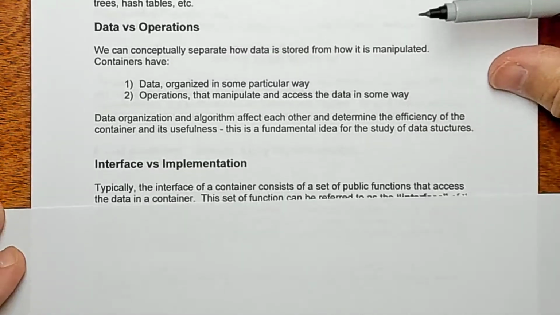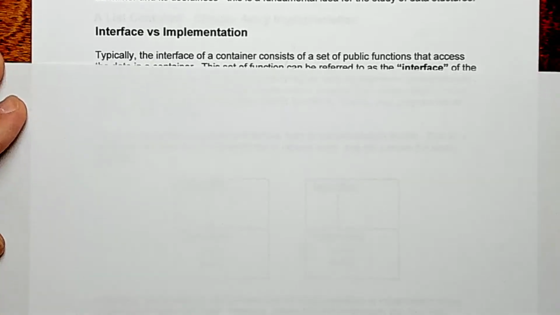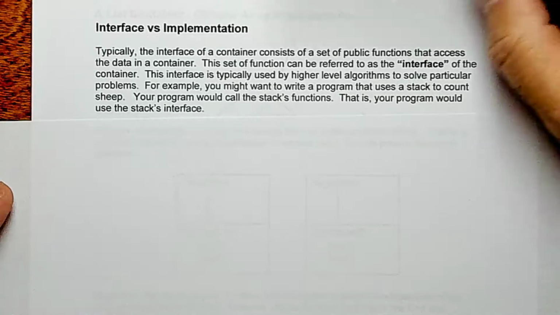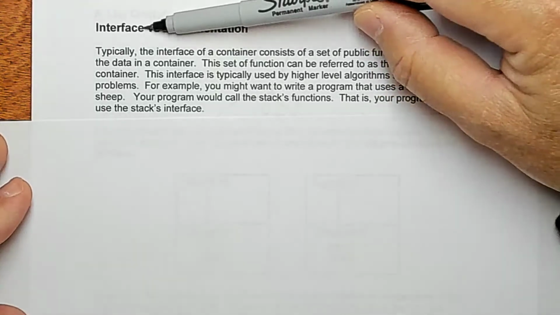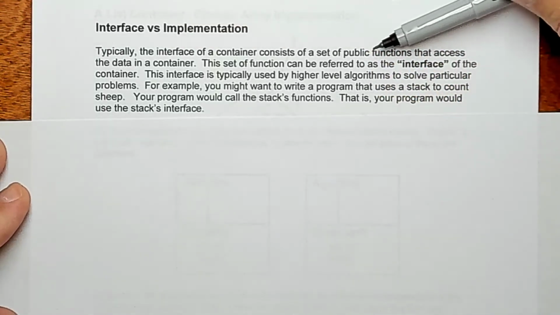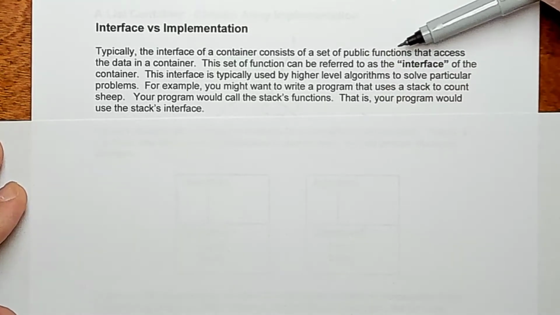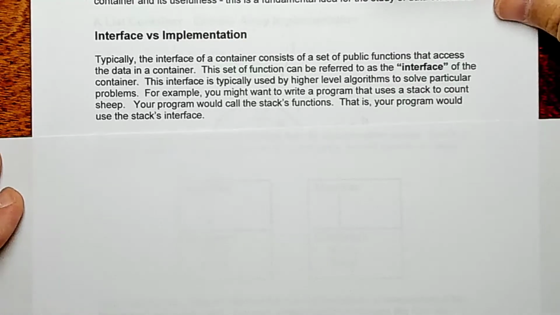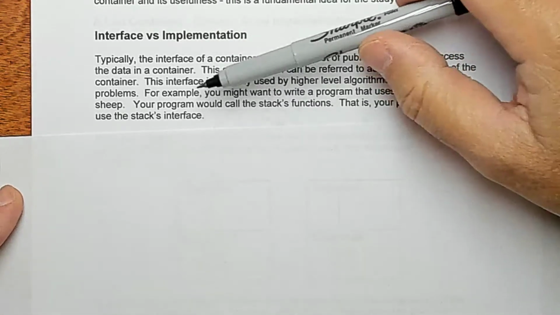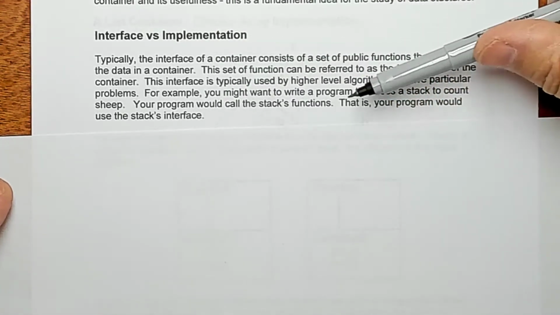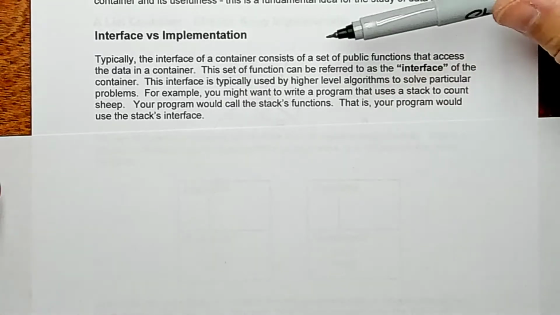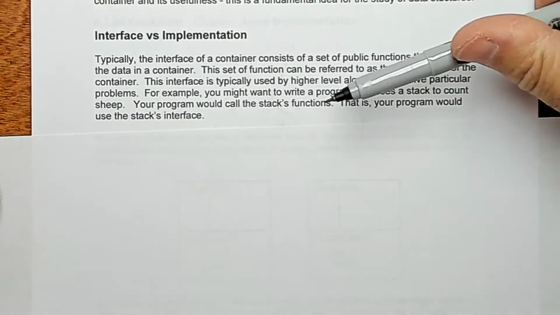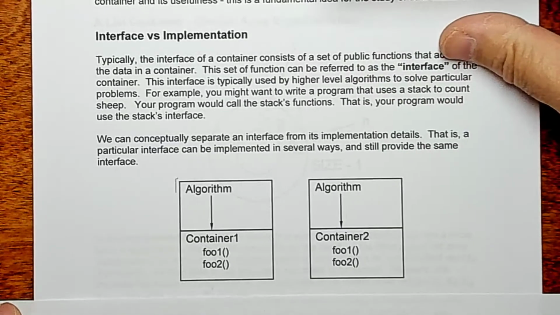Another way to think about containers is separating interface from implementation. So what is an interface? An interface is the set of functions that you use to access the data in a container. So for example, you might want to write a program that, let's say, counts sheep. Let's call that program that counts sheep a higher level algorithm. And you might want to put your sheep somewhere. So you could put your sheep in a little container, and that might look like this.